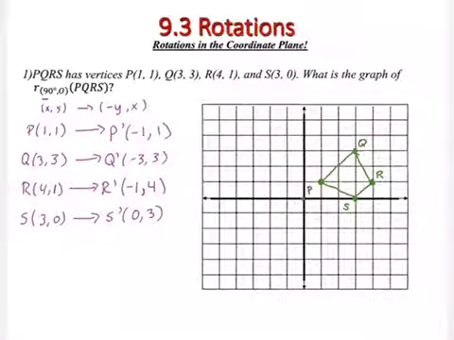So negative 1, 1 is here. So there's P prime. Negative 3, 3. Here we've got Q prime. Negative 1, 4. We've got R prime. And then S prime is 0, 3. And so this is our rotation of PQRS 90 degrees about the origin. It's a 90-degree turn counterclockwise.